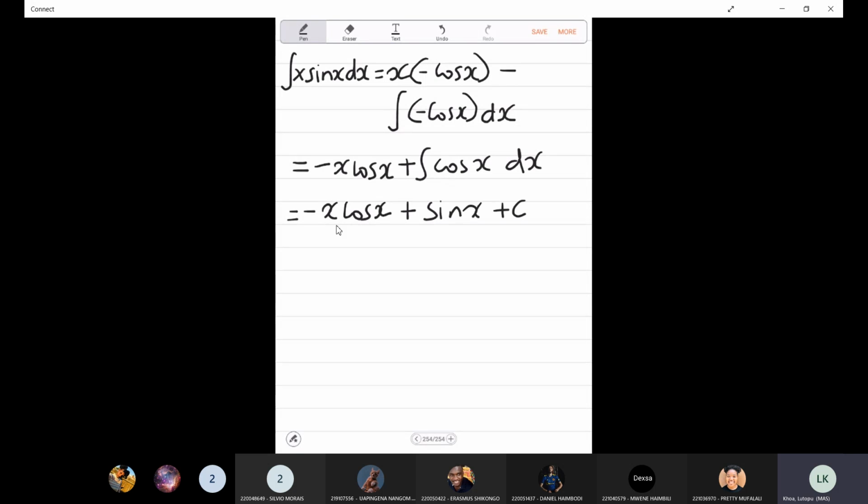Okay, you can also try it: differentiate this term and see if the answer is going to be equal to x sine x. So that is basically how the method of integration by parts works. But we'll look at some more examples tomorrow. I just wanted to introduce it very briefly.